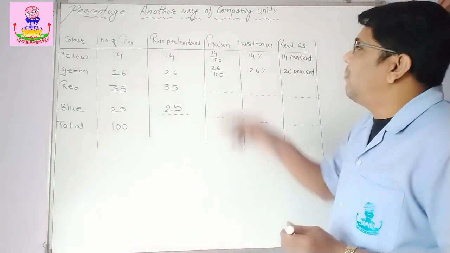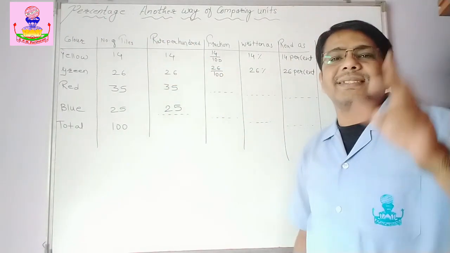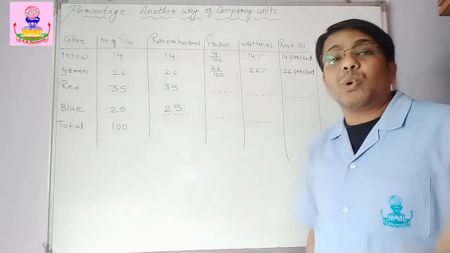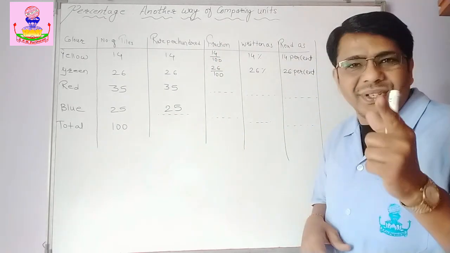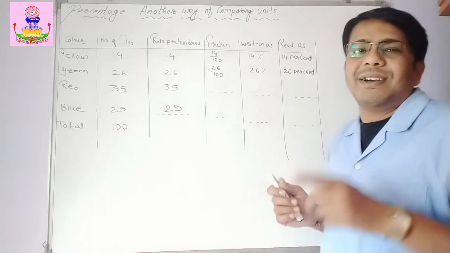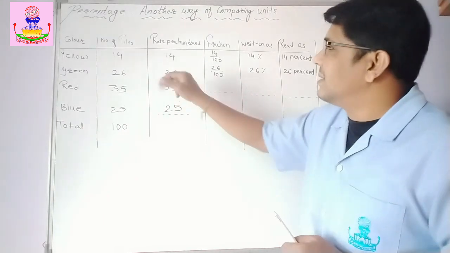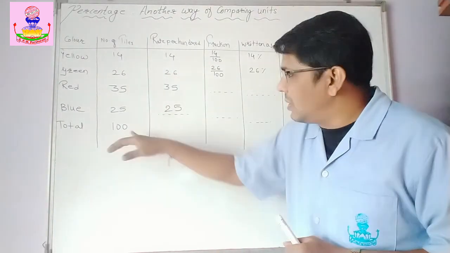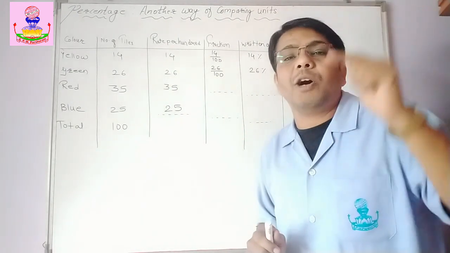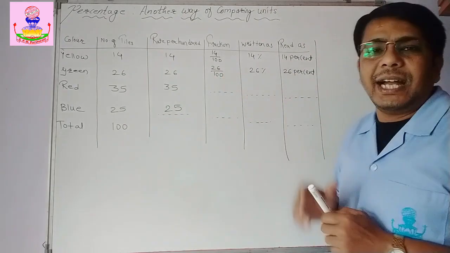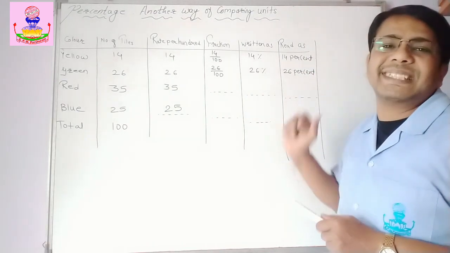Now fraction. How many yellow tiles? 14. Total number of tiles 100. So 14 upon 100. Do you get it? So how can we write it? 14%. Then see here, green tiles, there are 26 tiles. Out of 100 tiles, there are 26. So how can we write it in the form of a fraction? 26 upon 100. So that is 26%. We read it as 26 percent.